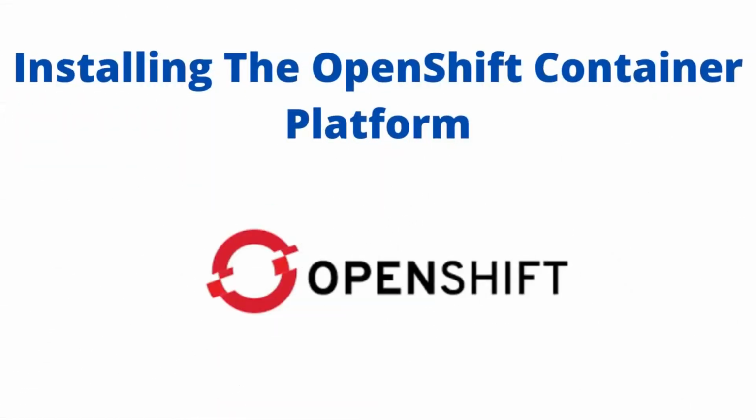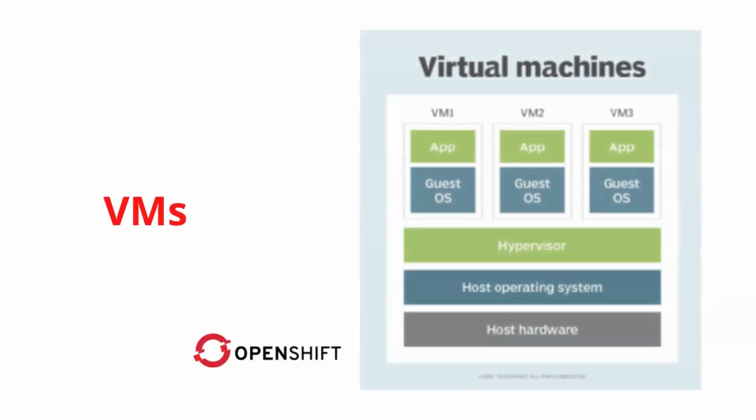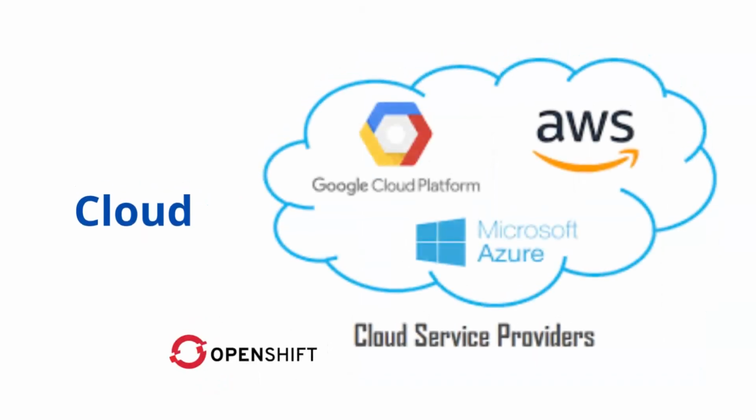Now let's look at installing OpenShift Container Platform. Just as Kubernetes, the OpenShift Container Platform can be installed on bare metal, VMs, or as a managed service on cloud. This is a very important lesson because the installation of the OpenShift Container Platform takes a different approach as compared to Kubernetes cluster installation. So please follow along with me.